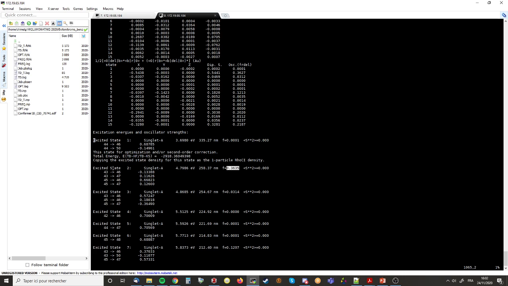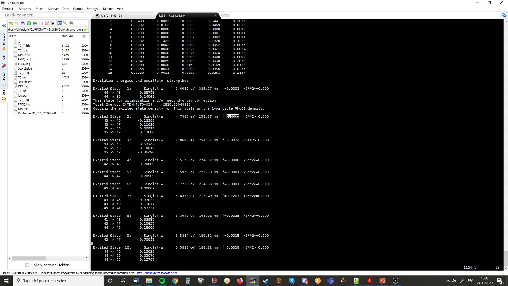However, the second excited state is quite intense and is centered with this calculation at 258 nanometers. And then there is something that is 3% of probability, so much less, 0%, 0%, 0%, 12% at 212.